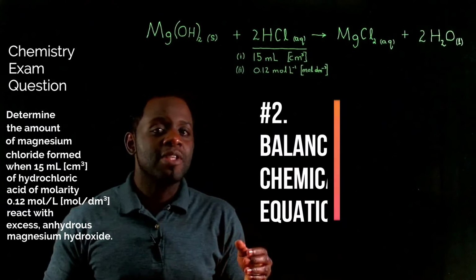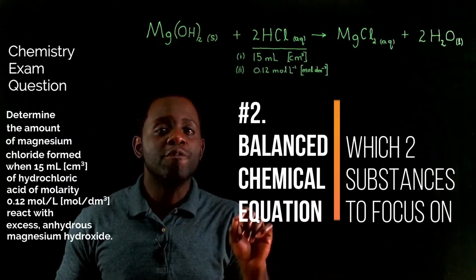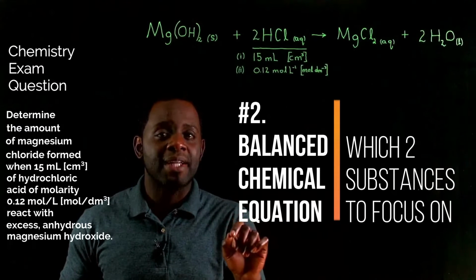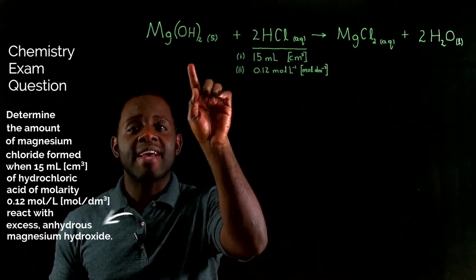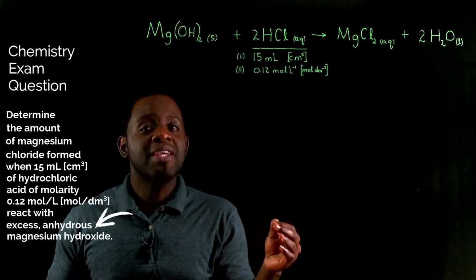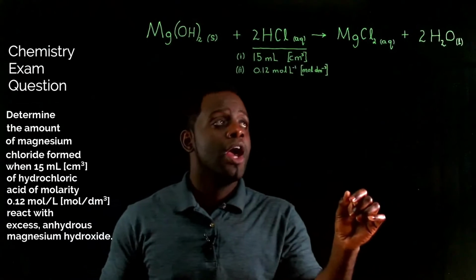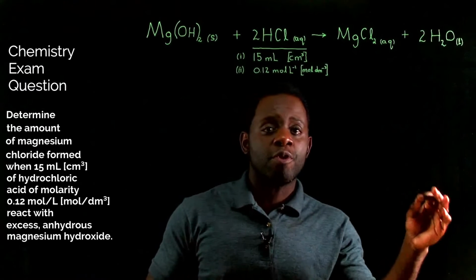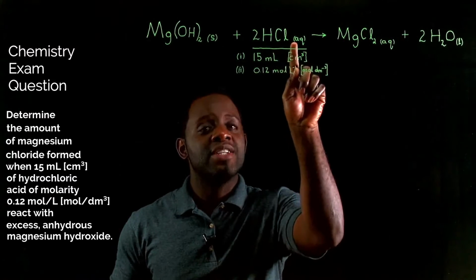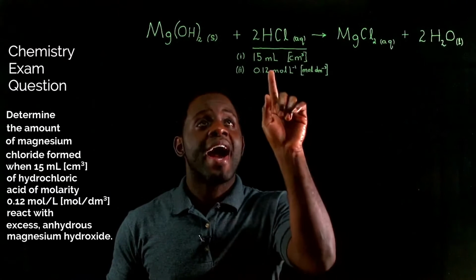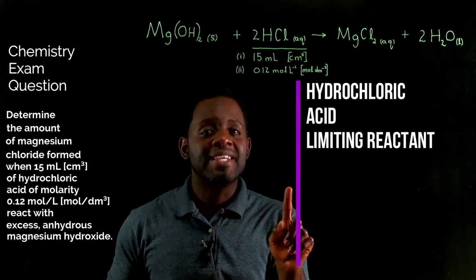The second step is to determine which two substances we need to focus on in the balanced chemical equation. We are told that magnesium hydroxide is in excess, which means it is not important in determining the amount of products formed. We are given the amount of hydrochloric acid used, so the hydrochloric acid will be important to us because it is our limiting reactant.